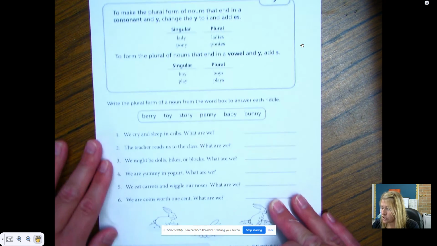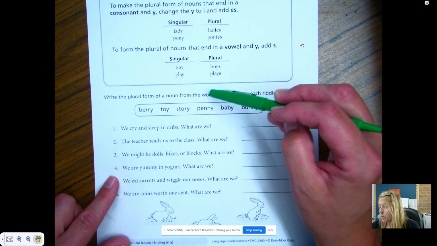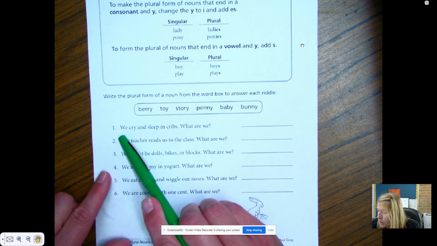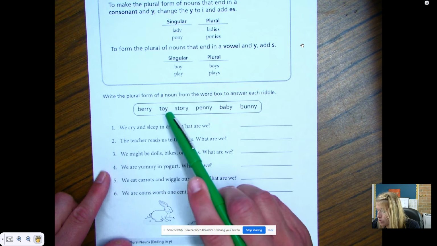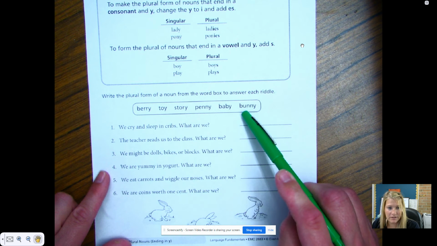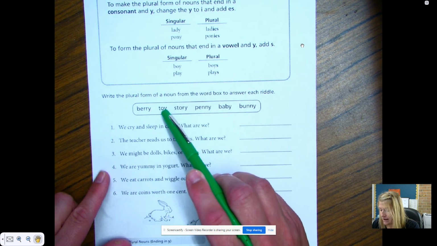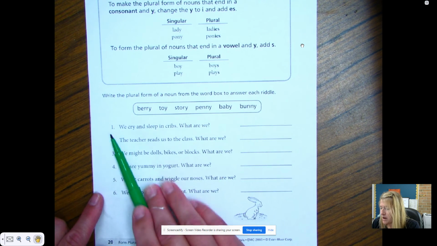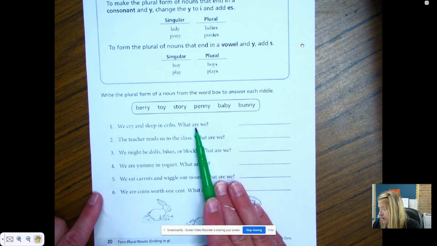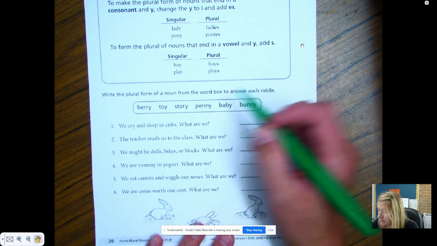So let's change. We'll do the first two together. It says, write the plural form of a noun from the word box to answer each riddle. All right. So here are words: berry, toy, story, penny, baby, bunny. Right now, my eyes are already searching. Are those Y's by a consonant or by a vowel, right? Number 1, we cry and sleep in cribs. What are we? All right, you guys, we know. So we have to put it in plural form.